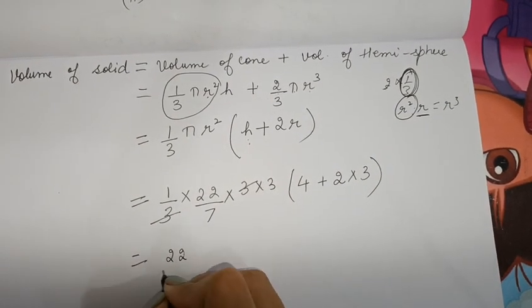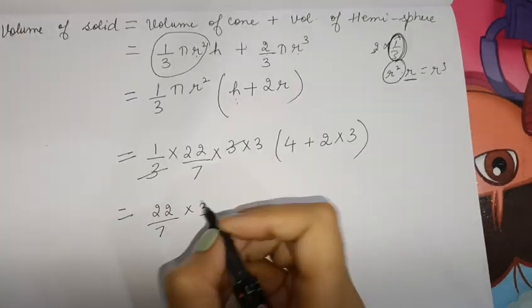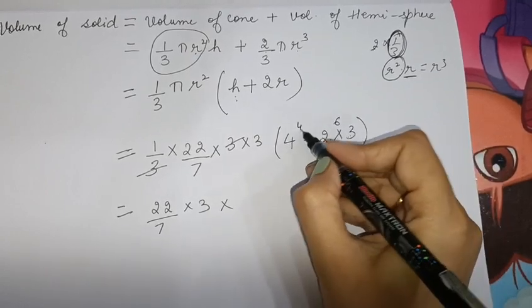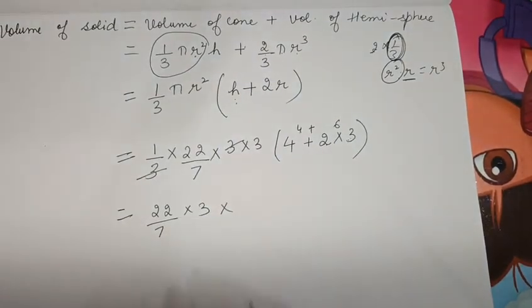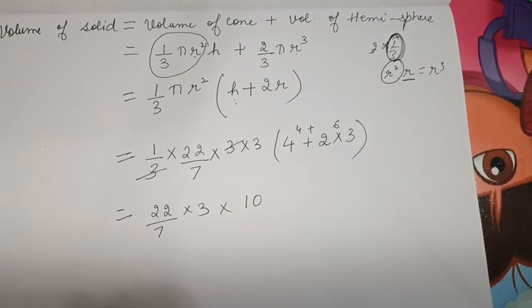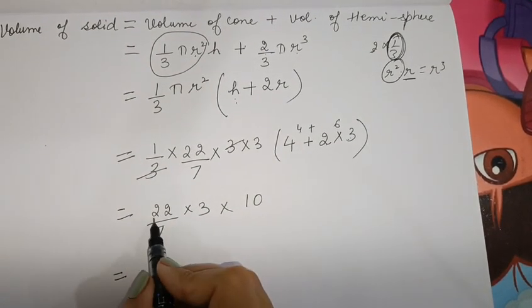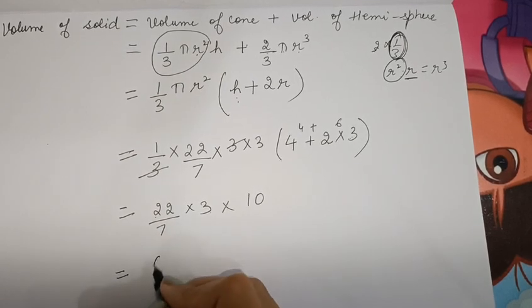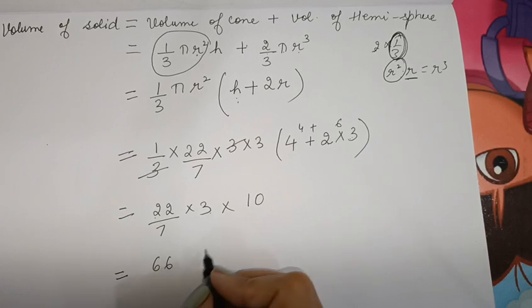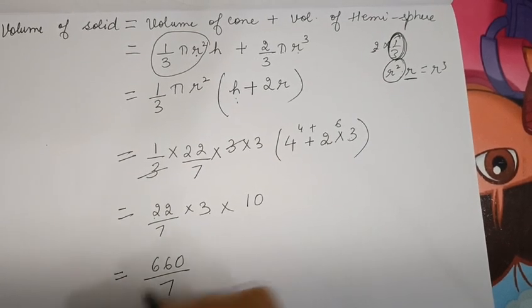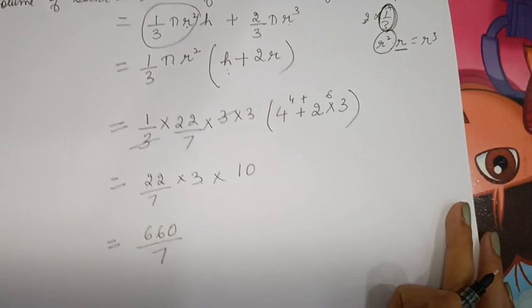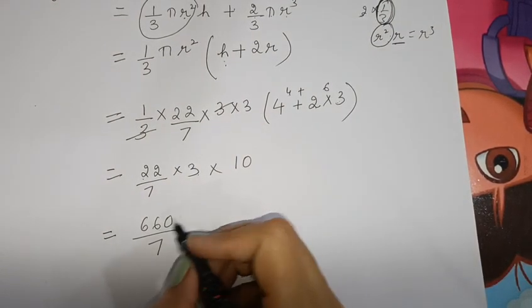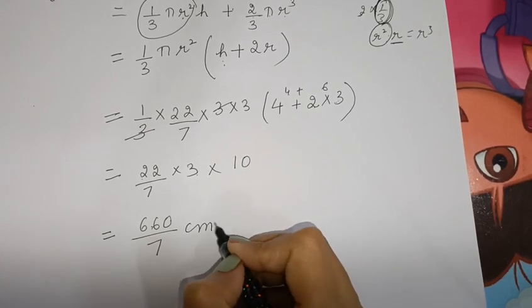Other than that nothing can be cancelled. So 22 by 7 into 3 into, so 2 into 3 is 6. So 4 plus 6 is equal to 10. So this will be 22 into 3 is 66. 66 into 10 is 660 by 7. So this you can further convert into decimal and solve it. I am just leaving it here itself. So the volume I was finding is 660 by 7 centimeter cube.